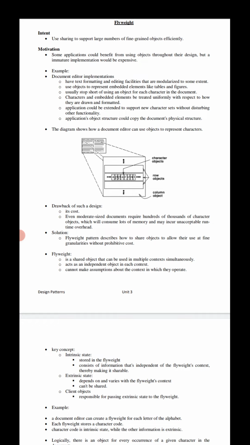without prohibitive cost. So here the main thing of flyweight, in the sense, a flyweight is a shared object that can be used in multiple contexts, more than one context simultaneously. So the flyweight acts as an independent object in each and every context. So it should be indistinguishable.